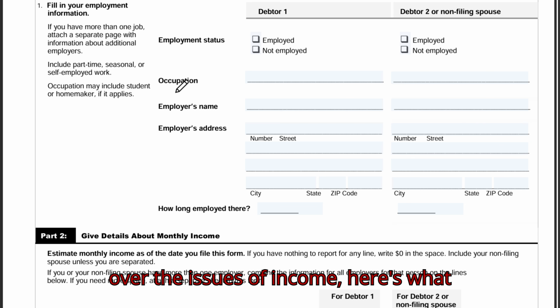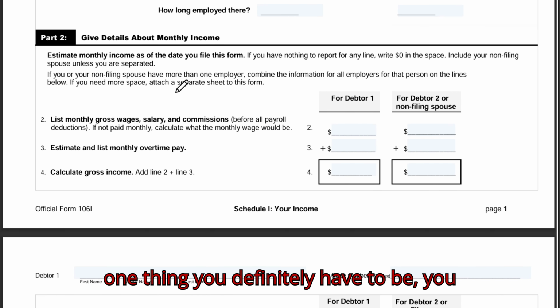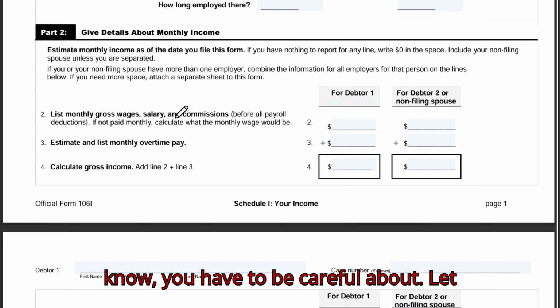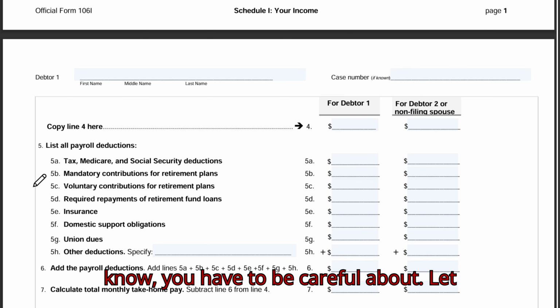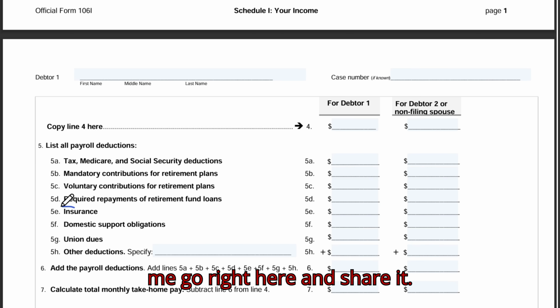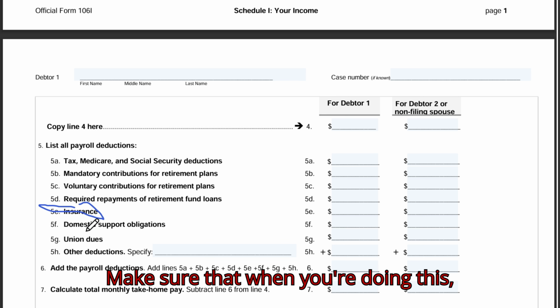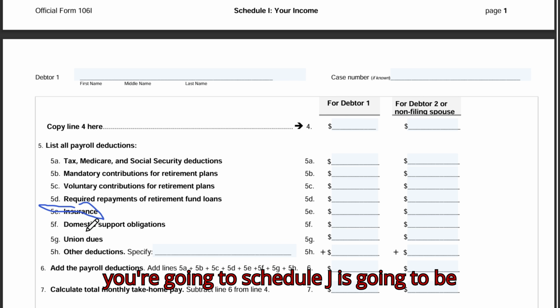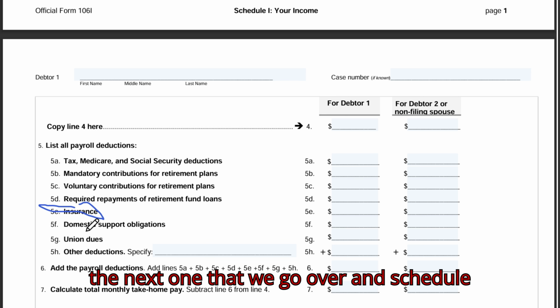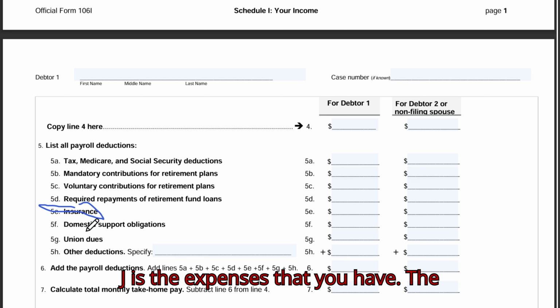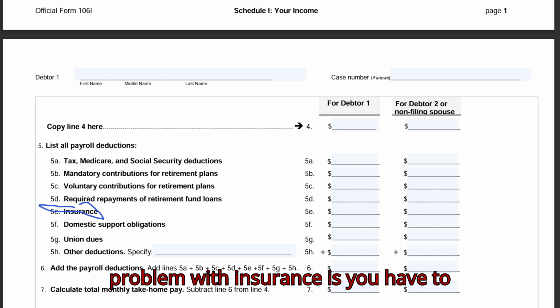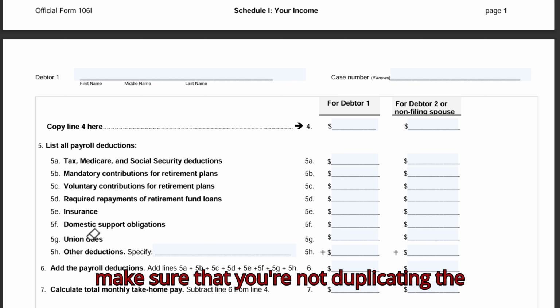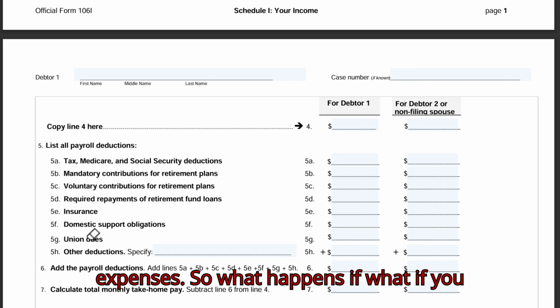Now, when we're going over the issues of income, here's one thing you definitely have to be careful about. Let me go right here. Insurance. Schedule J is going to be the next one that we go over. Schedule J is the expenses that you have. The problem with insurance is you have to make sure that you're not duplicating the expenses.